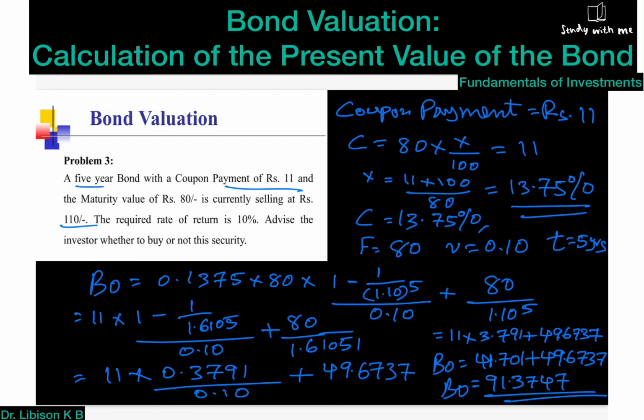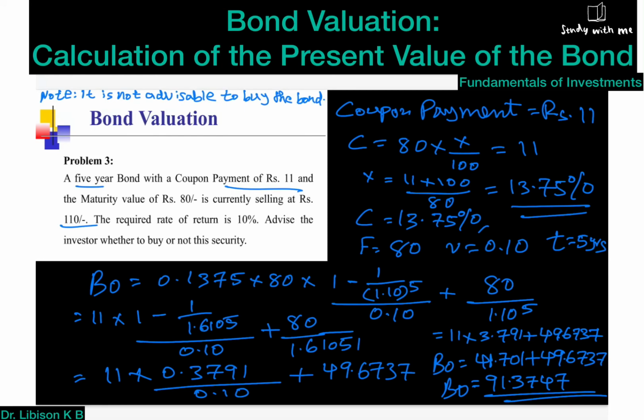So write a note. The answer to the problem is like this. It is not advisable to buy the bond. Why? The intrinsic value is less than the market price of the bond. So that is the reason we say it is not advisable to buy the bond. Present worth of the bond is not attractive when it comes to the prevailing market price of the bond.